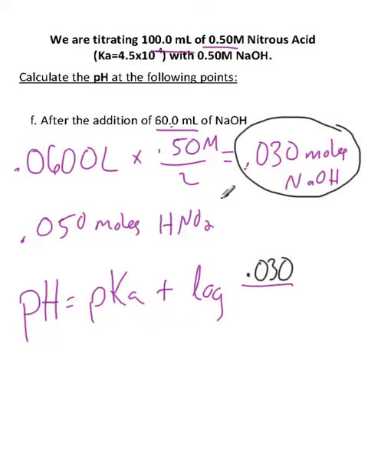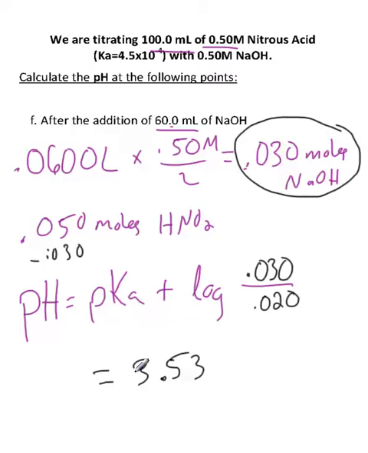So all of it is going to turn into that. Well, if I create that much of the conjugate base, I must have lost that much of the nitric acid, so its value is going to be 0.020. Notice this is the first time in our equation that we have more of the conjugate base than the conjugate acid. So when I solve this, the pH for F turns out to be 3.53, I believe.